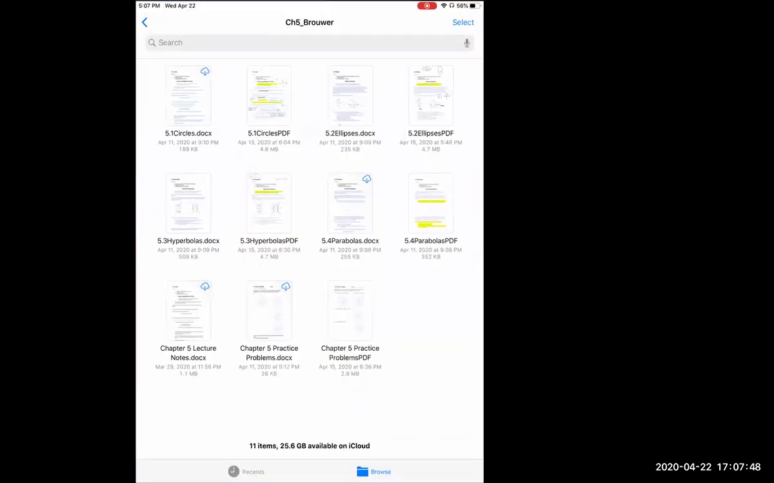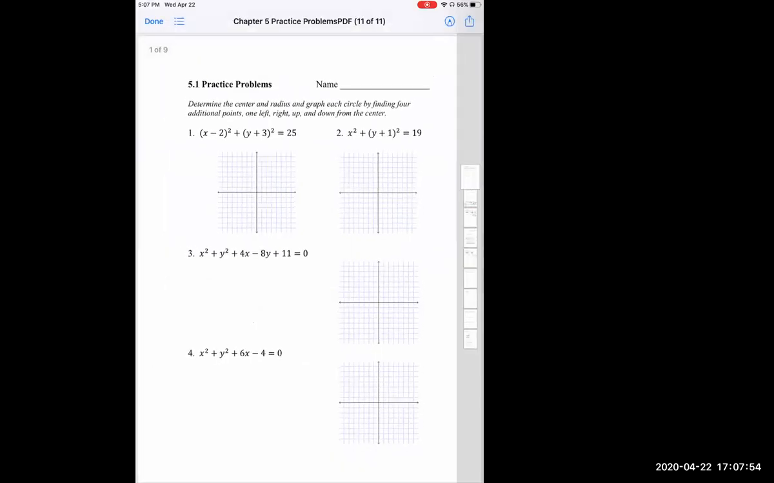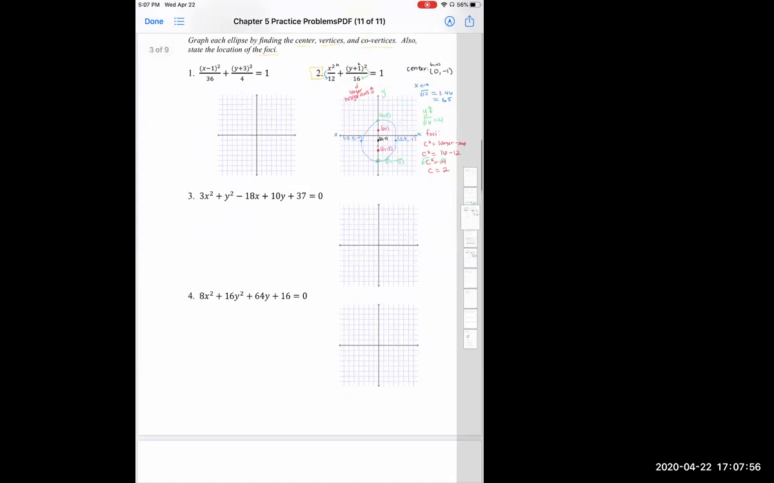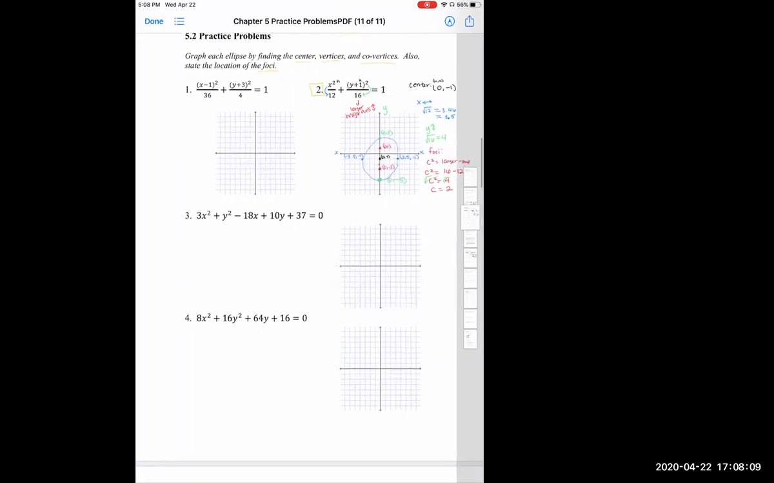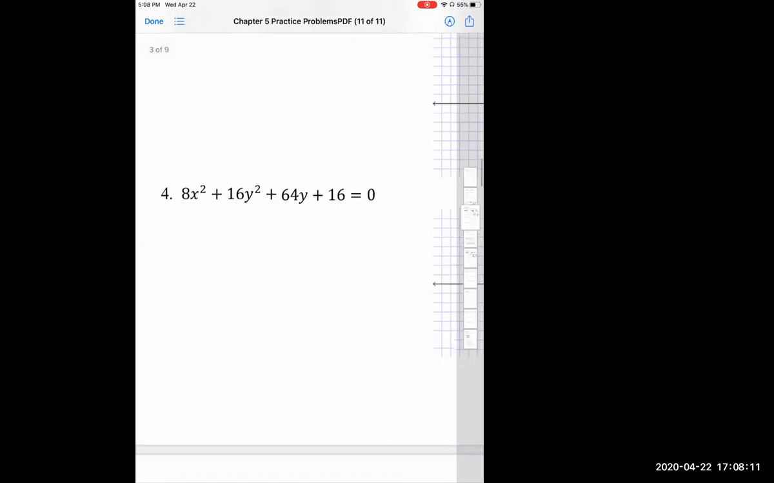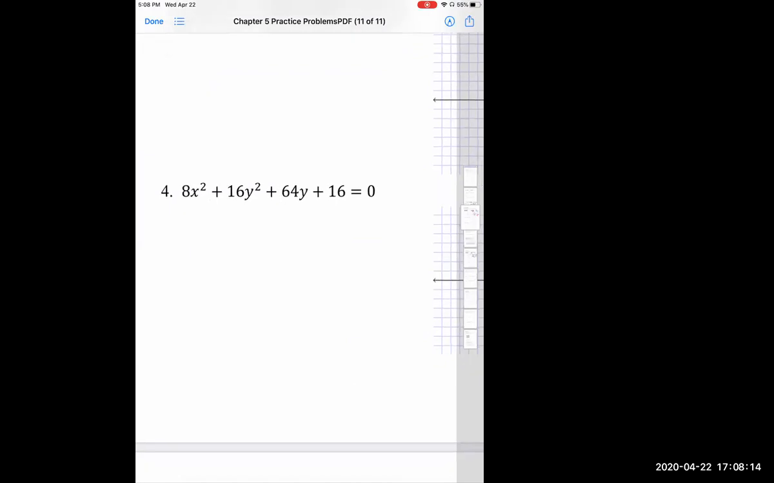All right, so 5.2, number 4. Ooh, that one's tricky. It's difficult. The instructions read, graph the ellipse by finding the center, vertices, and co-vertices. Also state the location of the foci. This one is a lot of work because I have to first complete the square and get each one of those in terms of x and y squared. So let's start off by moving that constant. Let's move that minus 16 to the other side by subtracting.